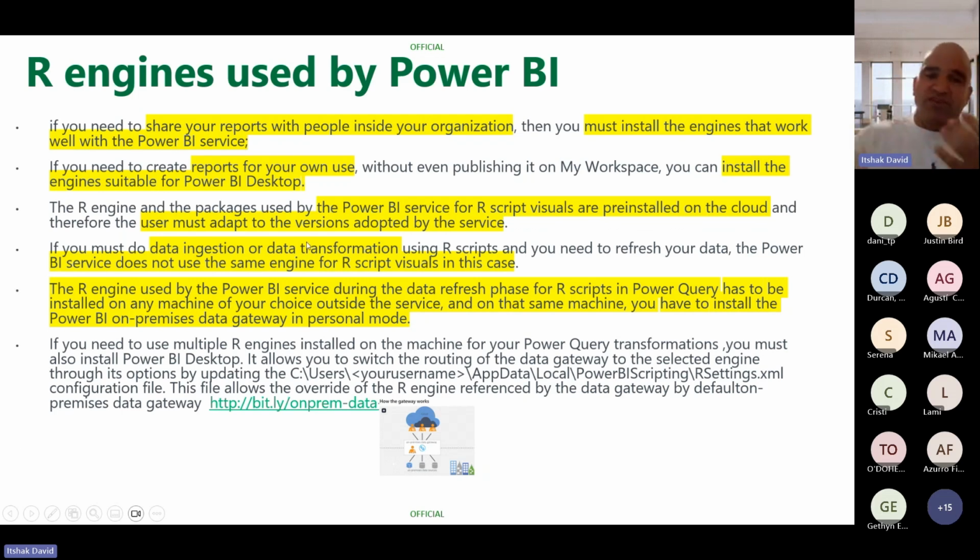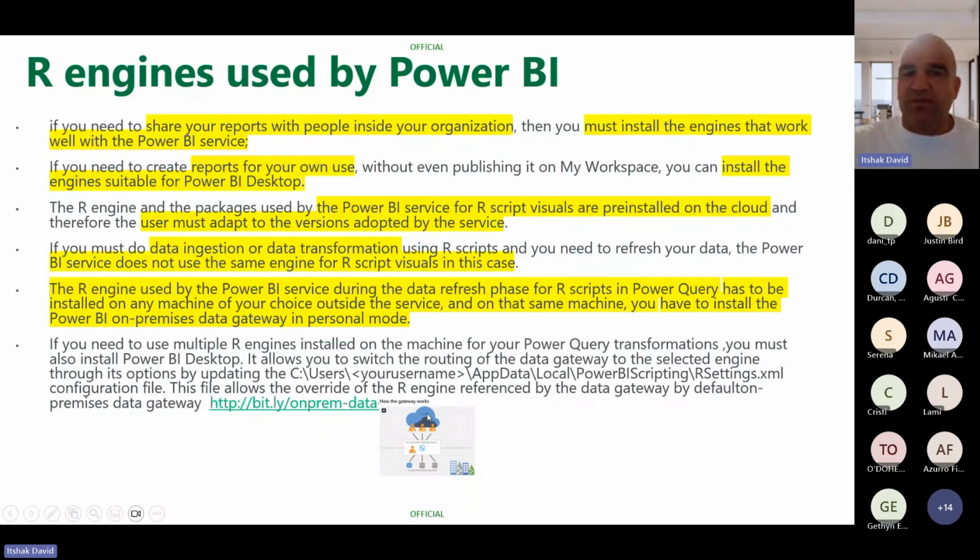If you want to do data transformation in Power BI, the Power BI service does not use the same engine as for R visuals in this case. The engine used by the Power BI service during the data refresh phase for R in Power Query has to be installed on any machine of your choice outside the service. If you look here, you have a computer in these links. If you want to do data transformation, you will install Power BI Desktop and any version of R you want on a computer outside the Power BI service. The data transformation will take place on this computer, and then you will connect to the Power BI service.